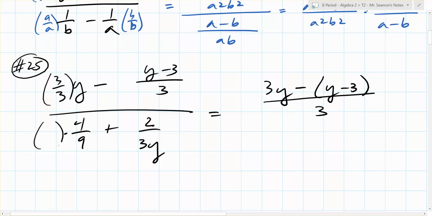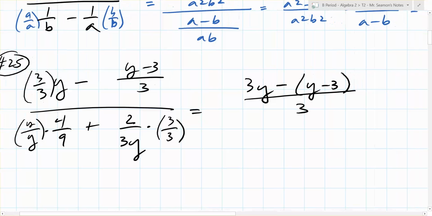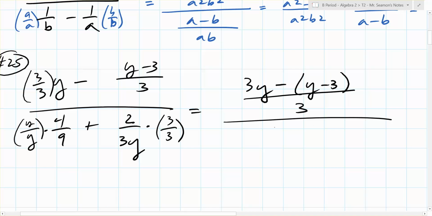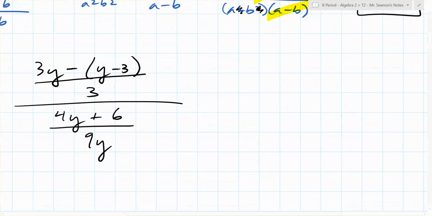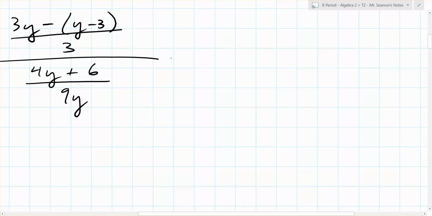Do we have to multiply by 3? I think we can just do y over y. Yeah, y over y. Because you can multiply this one by 3 over 3, so you end up with the same thing. So what does it become on the bottom? 4y plus 6 over 9y. Exactly. Now we're at the same place we were before. We're dividing by a fraction. So what does this equal?